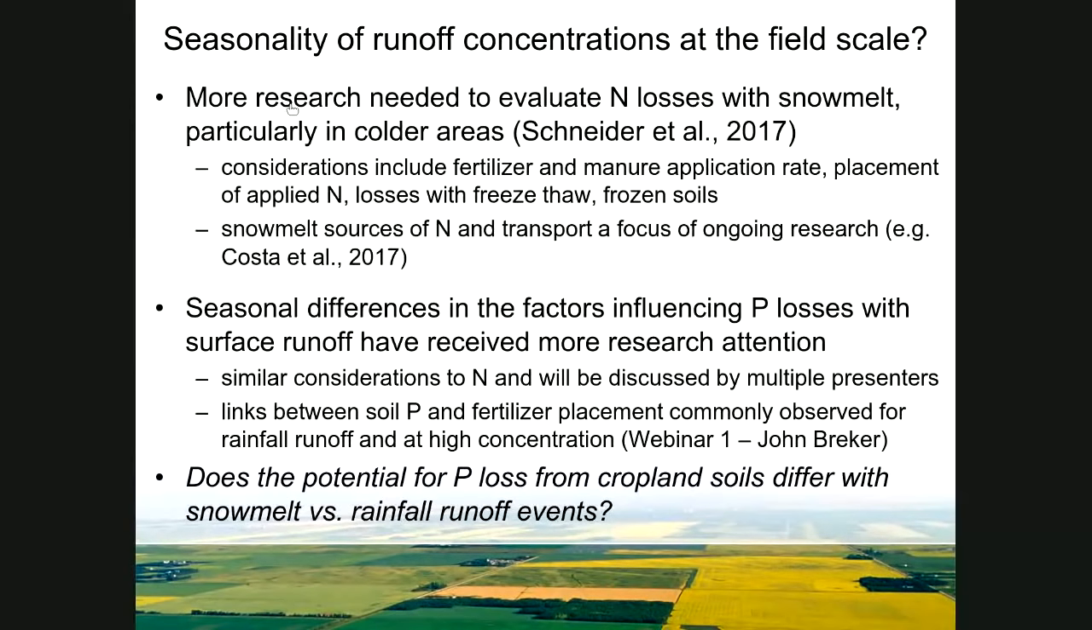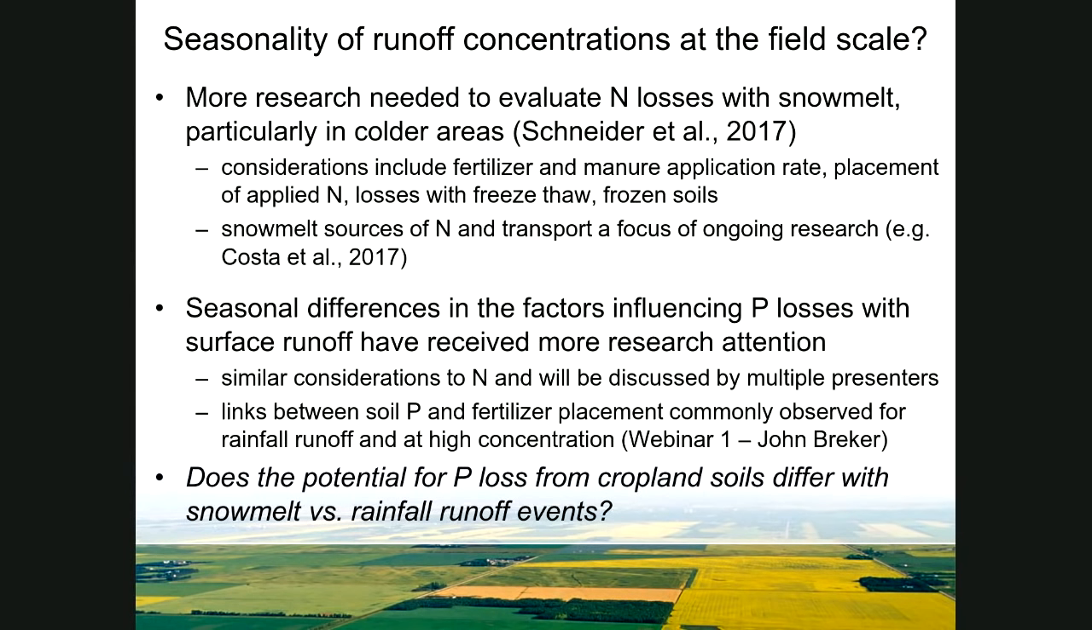I think I presented an example of a typical pattern on an earlier slide, but overall more research is needed to evaluate nitrogen losses with snowmelt, particularly when we're talking about colder and non-tiled areas. We know that there are important considerations, including fertilizer and manure application rate, placement of applied nitrogen, losses, freeze-thaw, and frozen soils. And snowmelt sources of nitrogen and nitrogen transport are a focus of ongoing research.